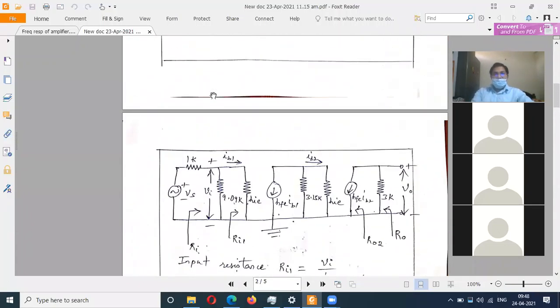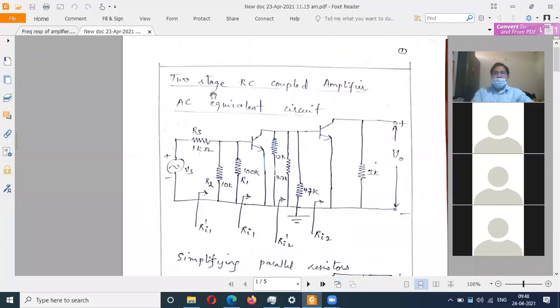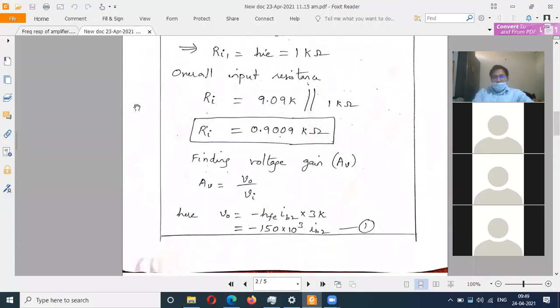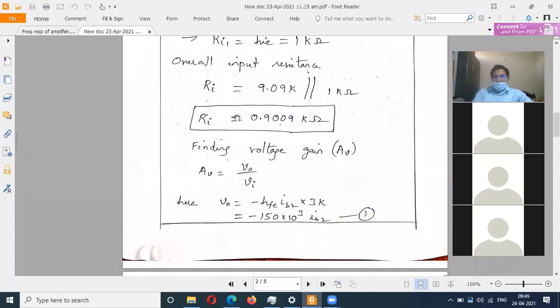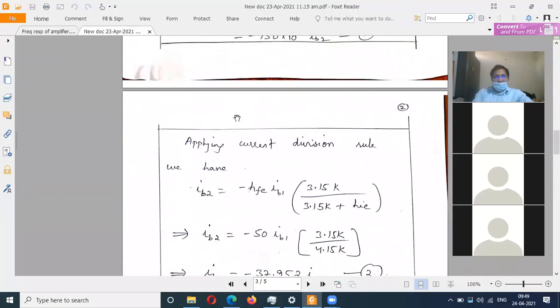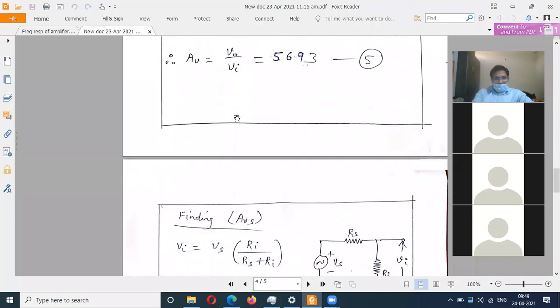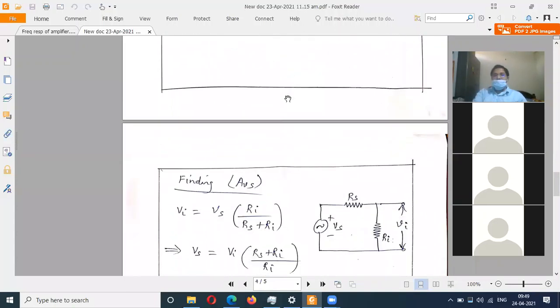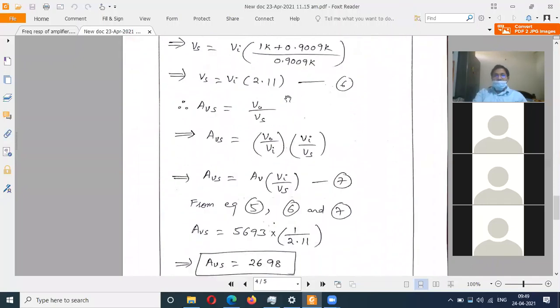So in yesterday's class, we analyzed the two-stage RC coupled amplifier. From the question, we took the equivalent circuit and found the input resistance. What did we observe? The voltage gain is very large for two-stage. That is the reason we go for a two-stage RC coupled amplifier. A CE amplifier gives large gain, and two stages together give much larger gain. So we have seen the high voltage gain.